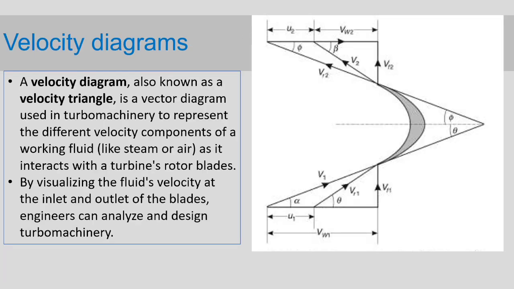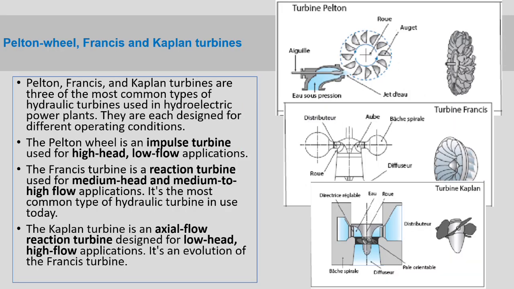Next topic is velocity diagrams. These are very important. It is also known as velocity triangle. It's a vector diagram used in turbomachinery to represent the different velocity components of a working fluid. Pelton wheel, Francis and Kaplan turbines. These three turbines are very important.